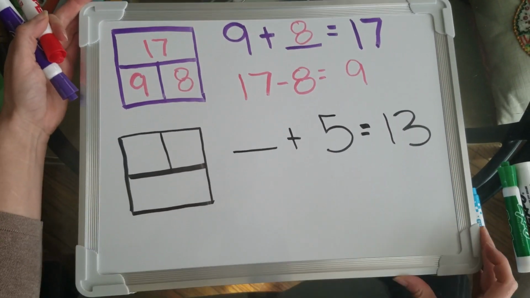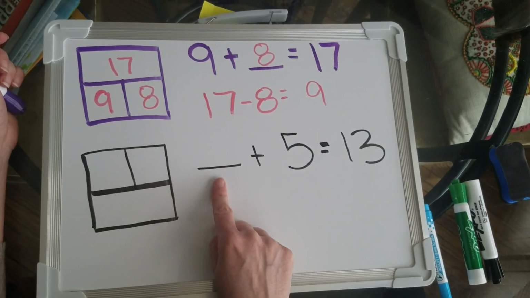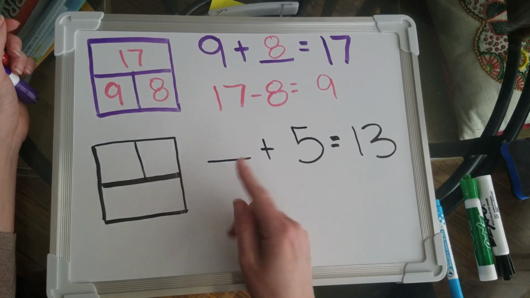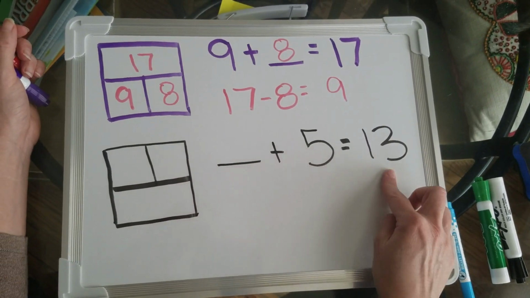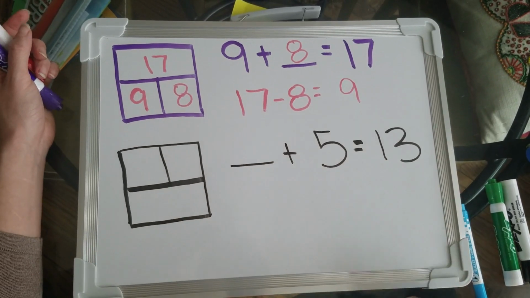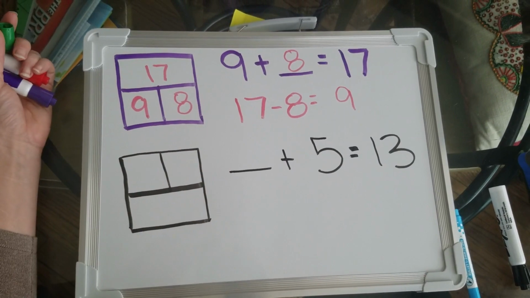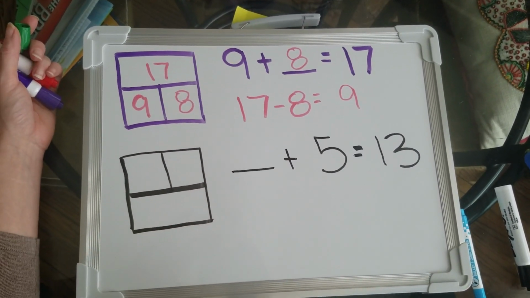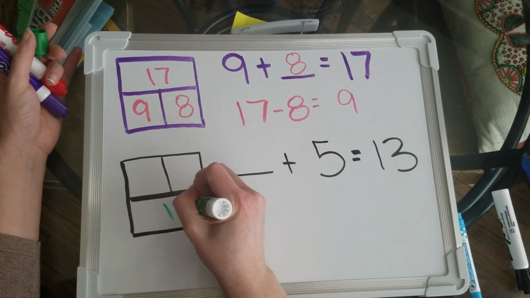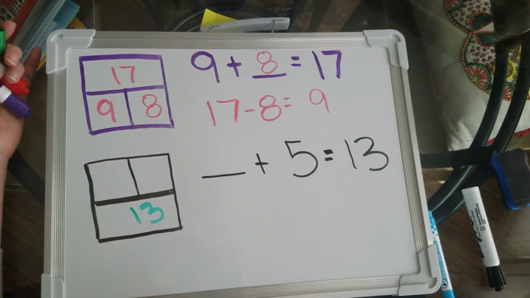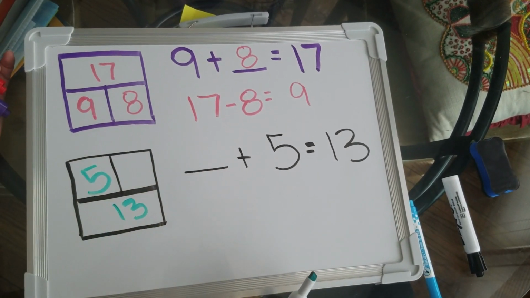Now let's look at this last one. If I'm missing the first number, is that different? Nope, doesn't matter. Blank plus 5 equals 13. Well, I know 13 is my total. This part whole box has the hole on the bottom. Don't let them trick you. It doesn't matter where it is. I'm going to put my bigger number there, my total, my part, my missing part.